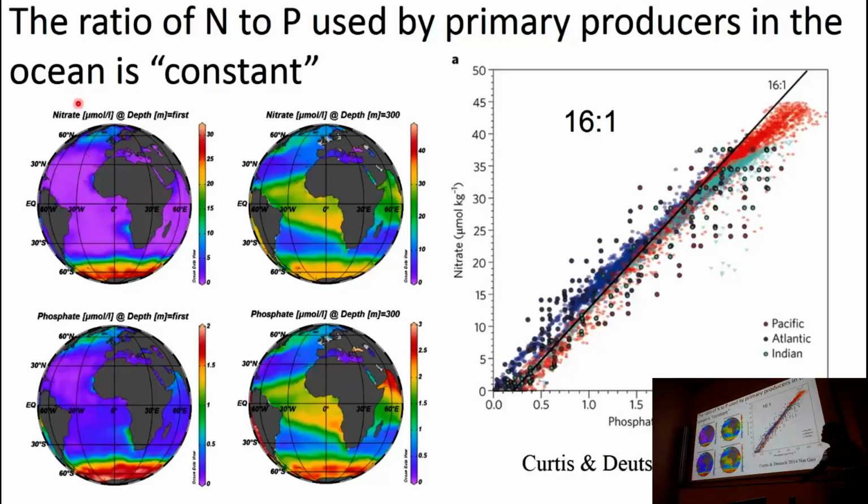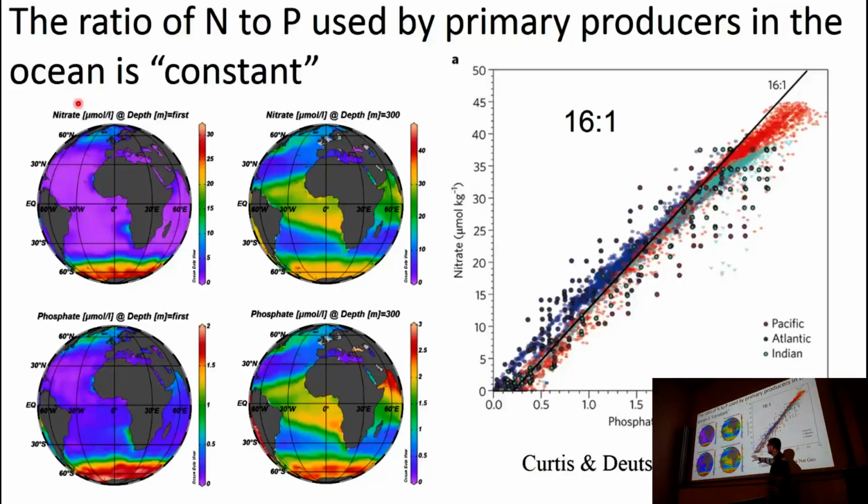And one of the really interesting things about life in the ocean is that, unlike on land, almost everywhere in the ocean, nitrogen and phosphorus are taken out of the water in a constant ratio. So on land, different plants have slightly different requirements for how much nitrogen or how much phosphorus they need. And actually different organisms in the ocean too. So different types of phytoplankton might need slightly more nitrogen than phosphorus. But everywhere in the ocean, on average, the whole population of primary producers seem to take up nitrogen and phosphorus at this constant ratio of 16 nitrogens for every 1 phosphorus.